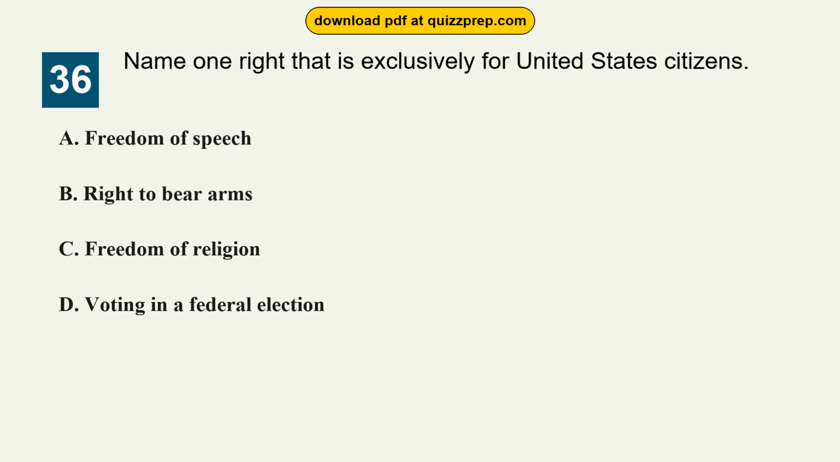Question 36. Name one right that is exclusively for United States citizens. Option A, freedom of speech. Option B, right to bear arms. Option C, freedom of religion. Option D, voting in a federal election. The correct answer is option D, voting in a federal election.